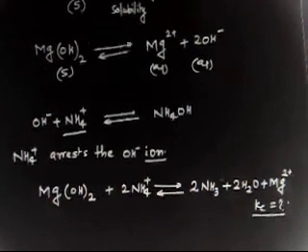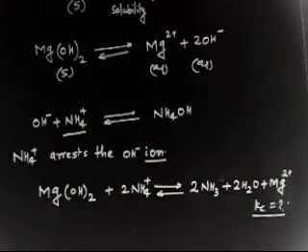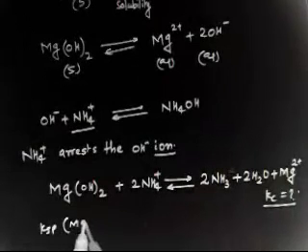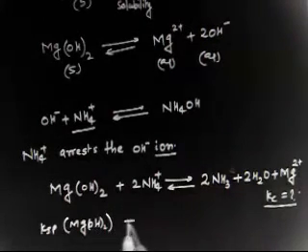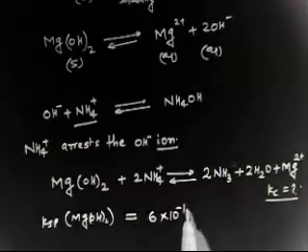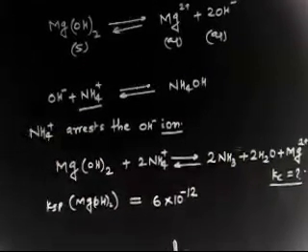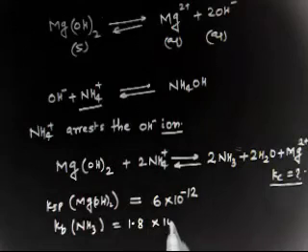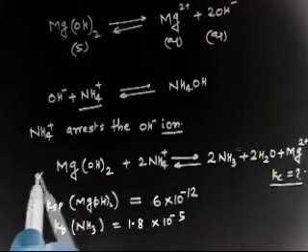Two things are given. The Ksp for Mg(OH)2 is given to you. Let me write it: Ksp for Mg(OH)2 is 6 into 10 to the power minus 12. And Kb for NH3 is also given to you. This is 1.8 into 10 to the power minus 5. So you have to calculate Kc for this reaction.